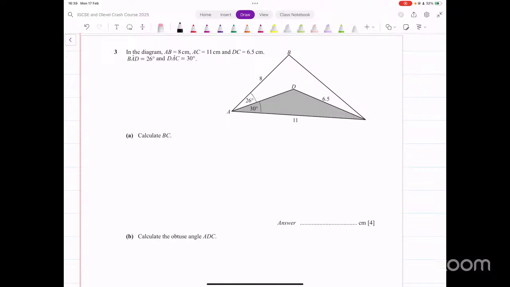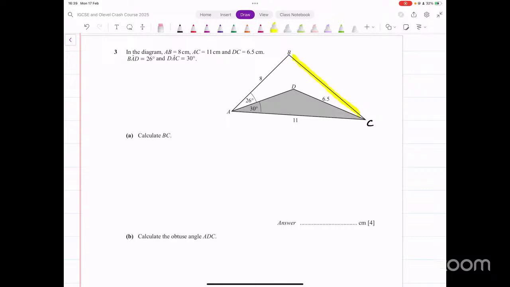AC is 11, so this point is C here. That is kind of not visible. There's some printing issue most likely. This point is C, okay? Now we are looking for the length BC. This is the length that we are looking for.